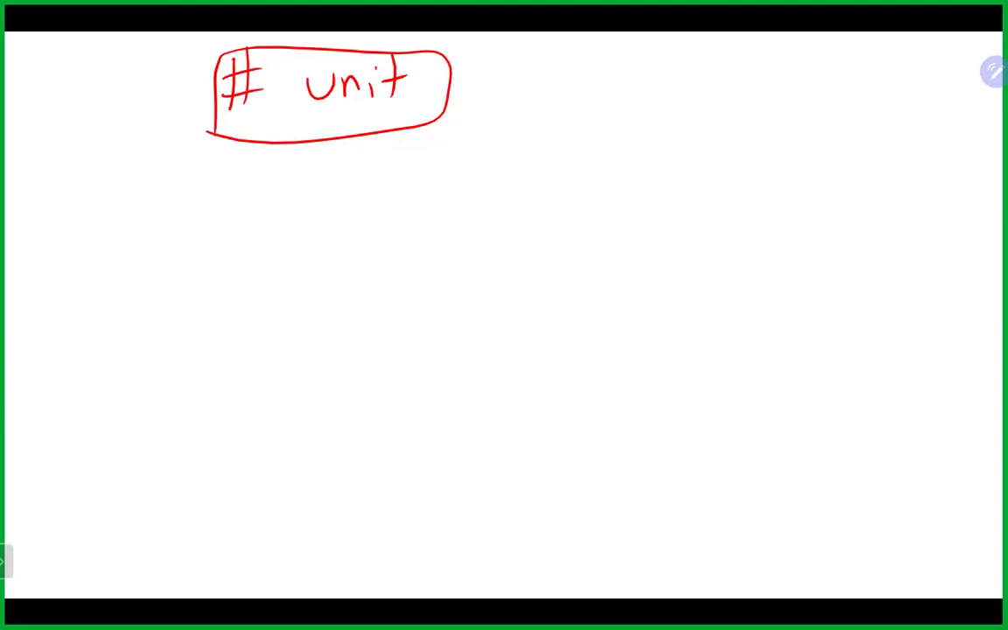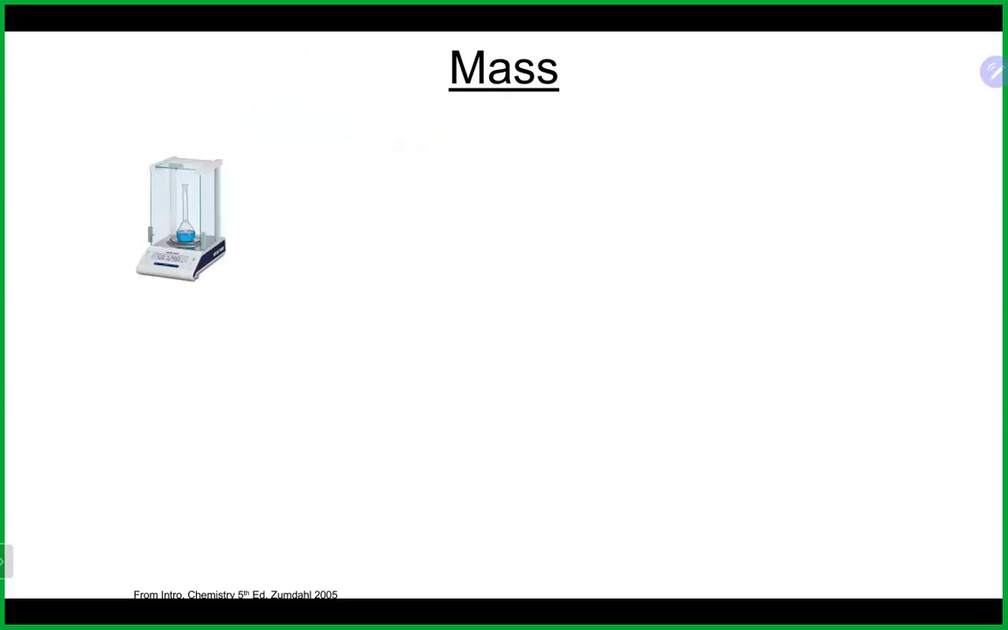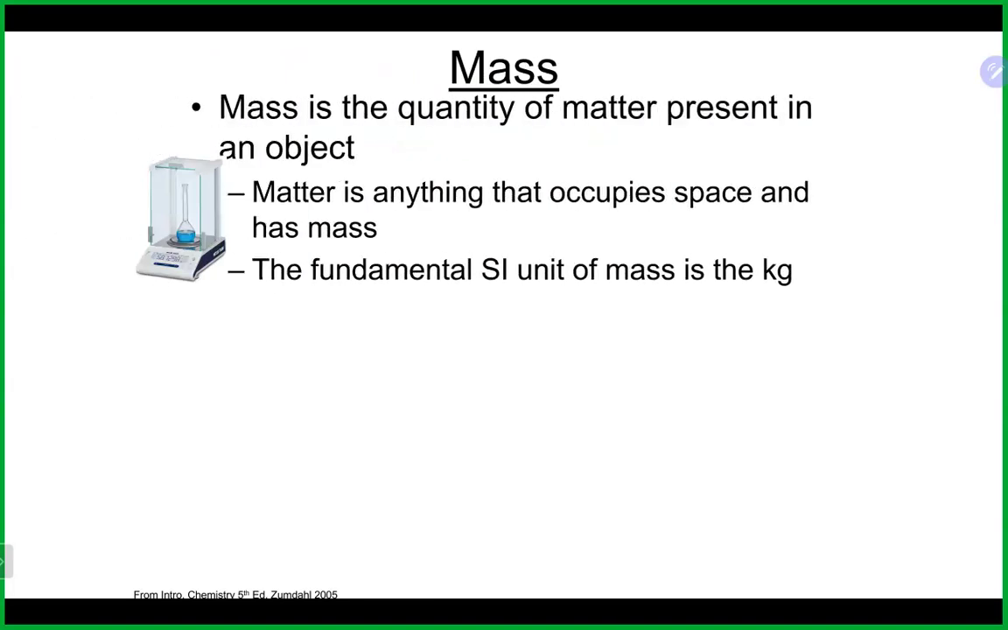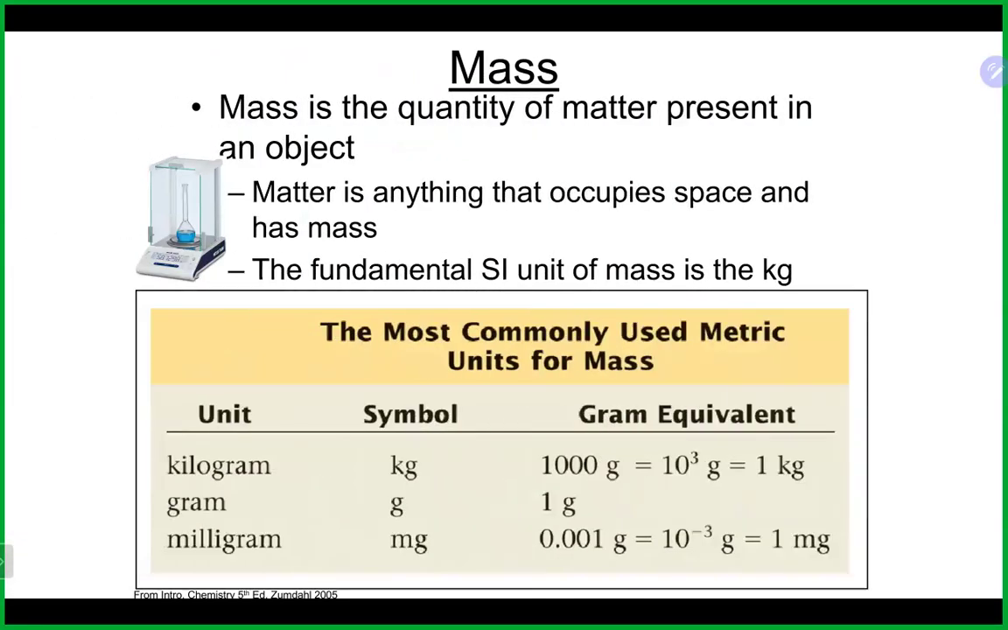So last time we got into some length measurements and some volume units. So we're going to pick up here with mass, which I think is the next type of unit that we come across. Mass is the quantity of matter that's present in an object. Matter basically is anything that occupies space and has mass associated with it. That's pretty much everything. As we'll talk about in chapter 3, the next chapter, there are 3 states of matter.